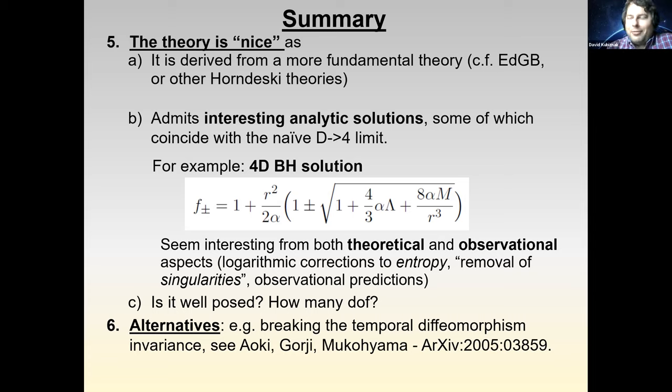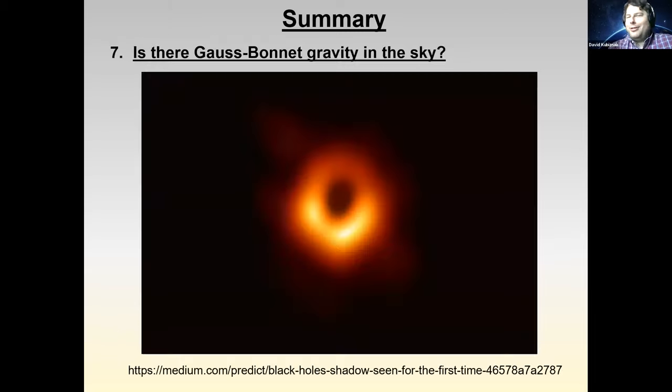The other alternative, how you can get to four dimensions, is that you give up diffeomorphism invariance, and then you can take the limit of the tensor, but people don't really want to give up diffeomorphism invariance. So let me stop here.